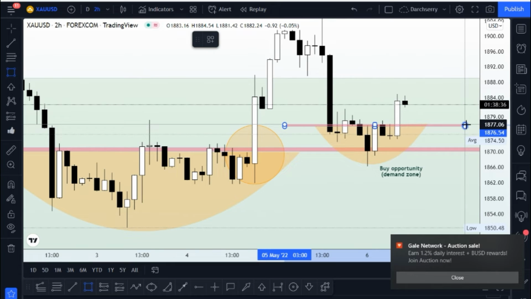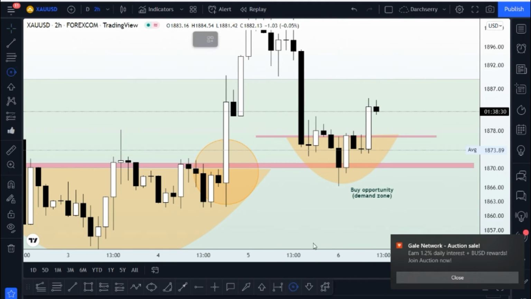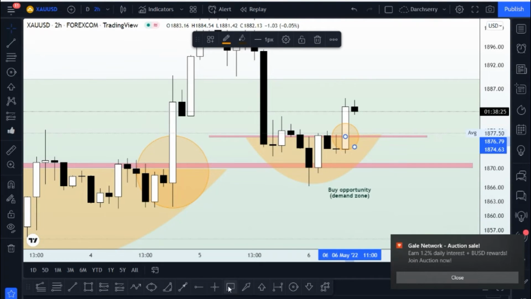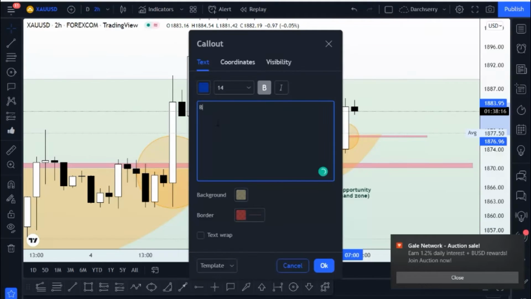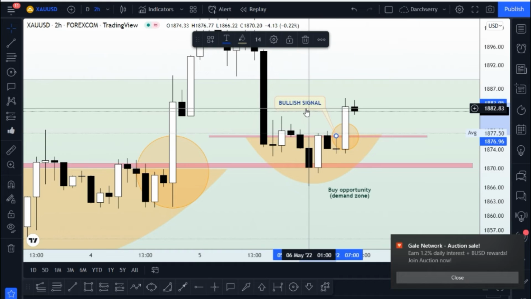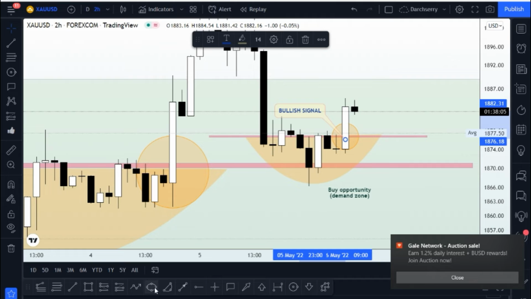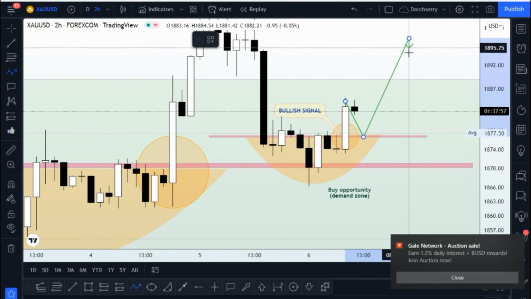We have a neckline here, and then we already witnessed the breakout this morning, which is also a signal. Give me a moment, let me label this. Another bullish signal aligning. And then for confirmation purposes, we might be looking forward to a retest of this neckline, after which will be our confirmation to take a trade to the upside.